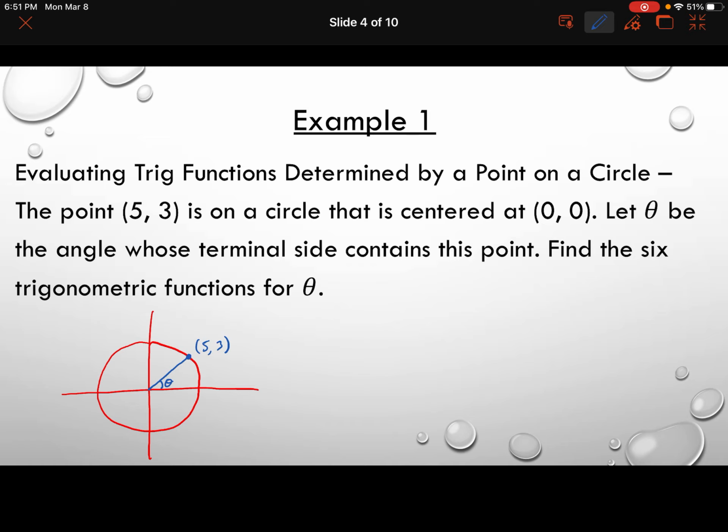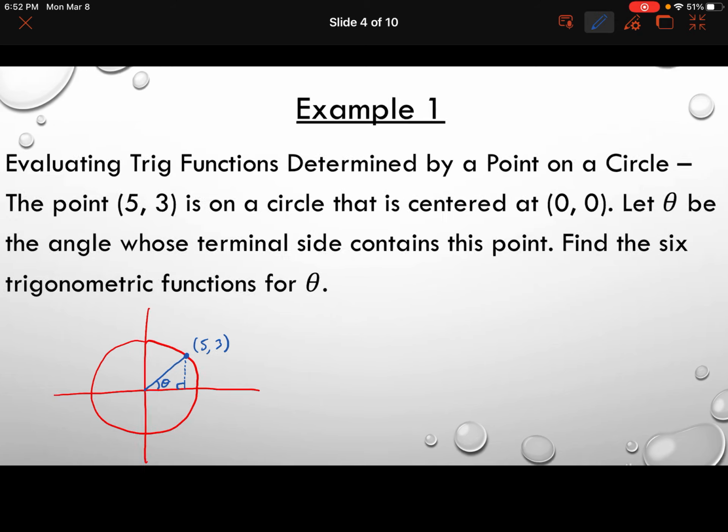Okay? So if you recall, the way we drew a triangle from this point is we drew a vertical line extending down. That gave us a right triangle. Now, since this is not a unit circle, we do not know the hypotenuse of this triangle. We knew the hypotenuse when it was a unit circle because we knew the radius was 1. In this case, the radius is not 1, as you'll see in a second. But we do know the point is 5, 3.